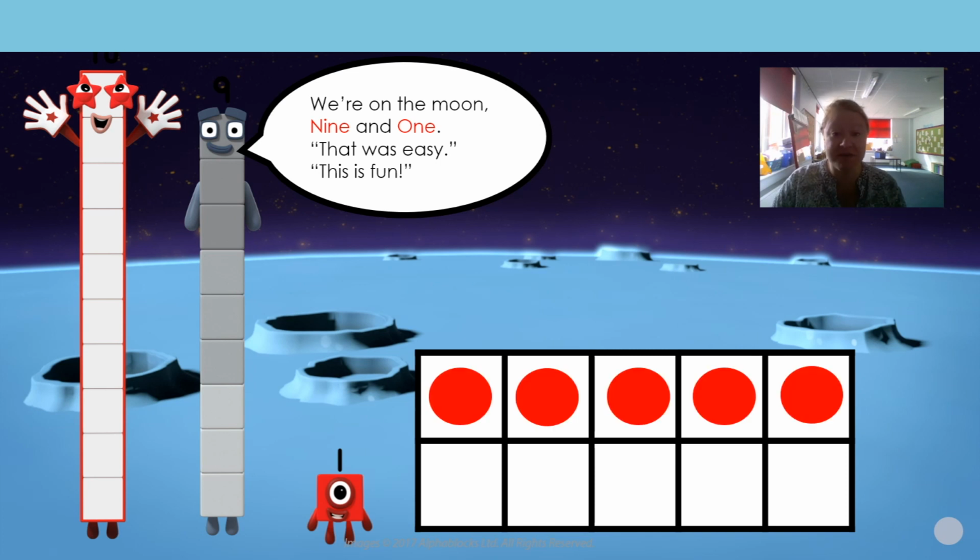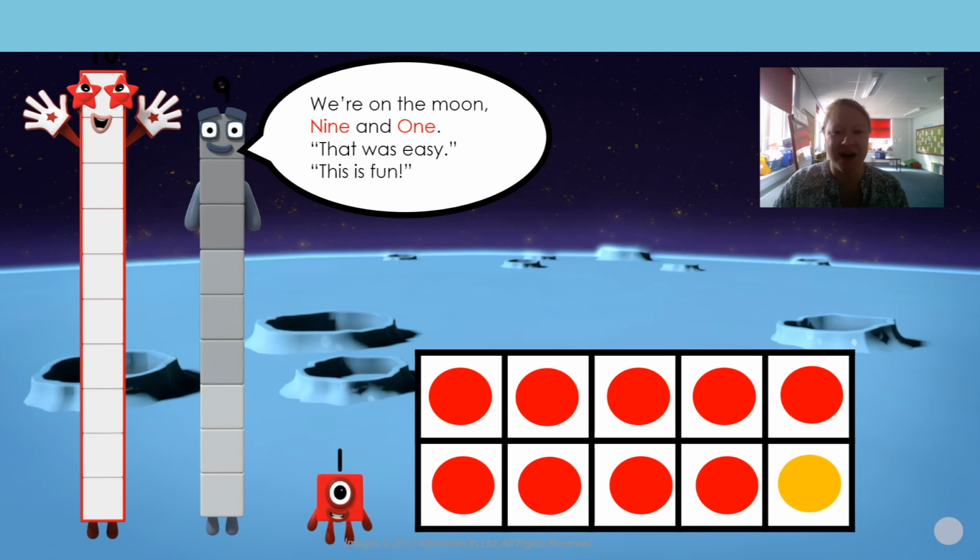So first of all, we've got 5 red counters, but we need some more, don't we? 5 and 4 is equal to 9. There we go. Just got one little space left for our 1. Our other colour counter is 1. Can you have a little think what the cherry model might look like for this?